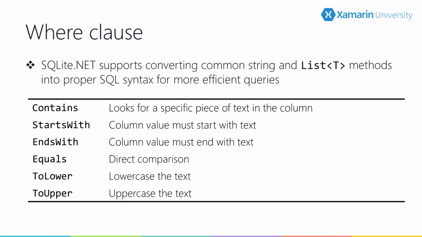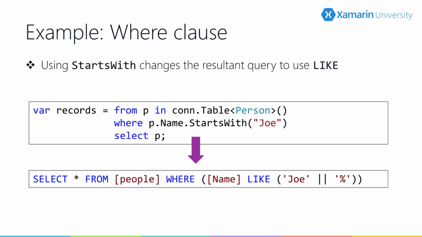SQLite.net also supports common string and array operators. For example, contains, starts with, ends with. All of these are turned into a variation of the like statement that we have in SQL. Here you can see an example. We're using the starts with on a property which is mapped to a column. This will be translated into a like statement in SQL.